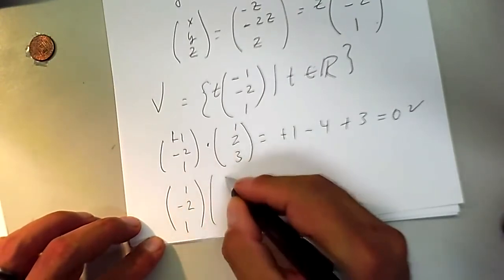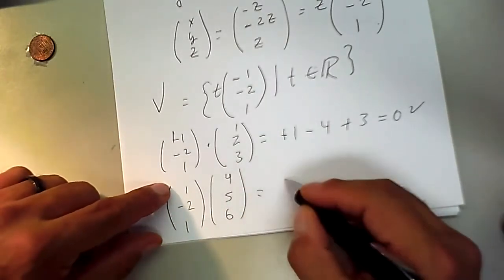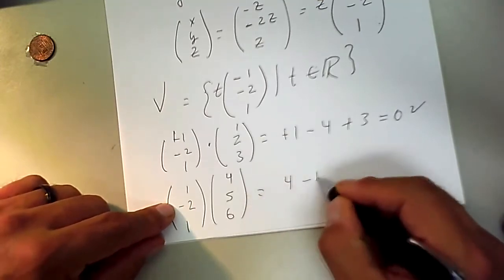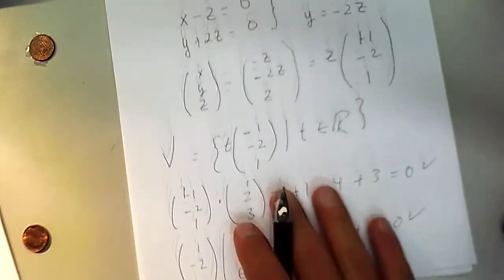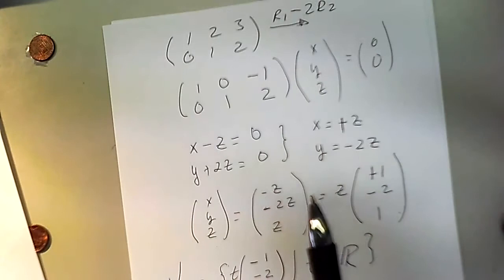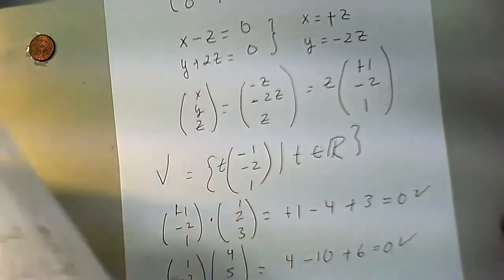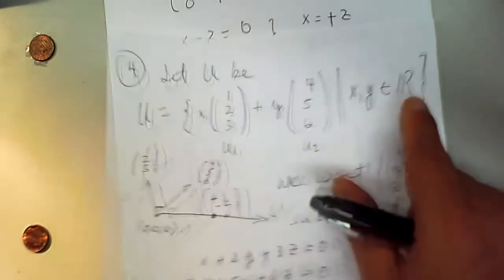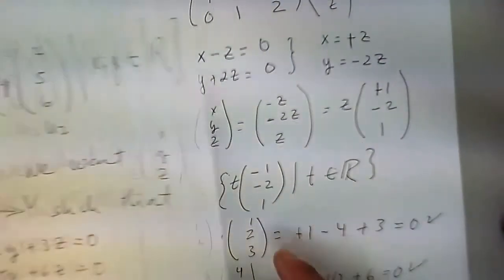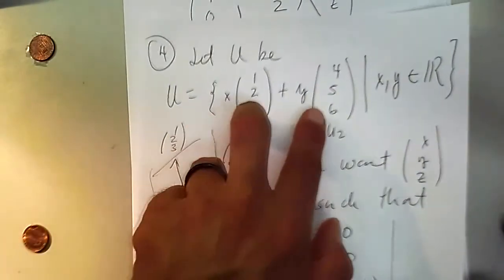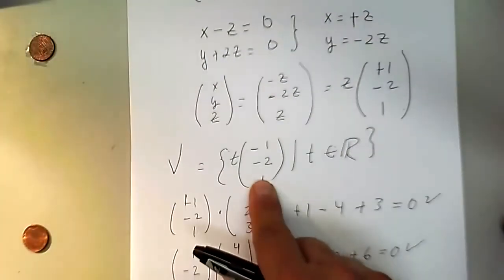1, -2, 1. And now I'm gonna put 4, 5, 6, and it better work. Okay, so 4 -10 +6. It works. Good. So the orthogonal complement to this U will be this V. Excellent. So you are given two vectors that are linearly independent, and we're finding one vector.